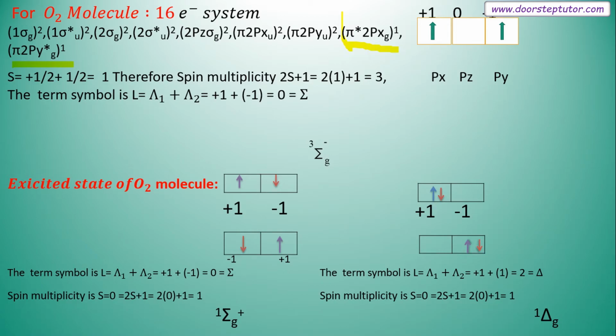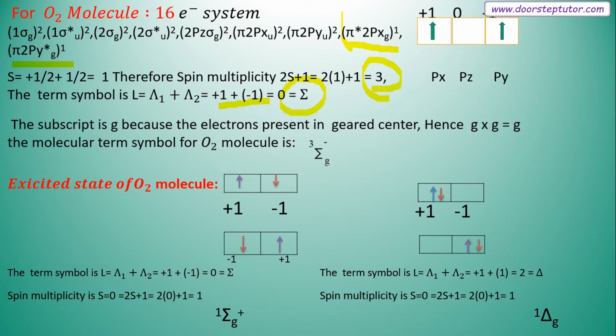Here you can see one electron in px and another electron in pi star 2px. So the two plus spins, plus half plus half, equal 1, therefore the spin multiplicity is 3. Clear, students? For the two electrons, one is plus 1 and the other is minus 1, so plus 1 minus 1 is equal to 0, sigma. The electrons are in the g center, so g into g is equal to g.